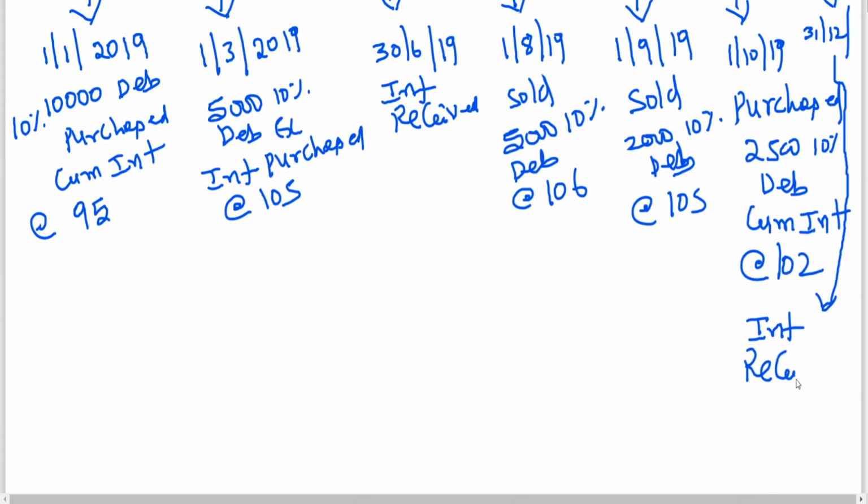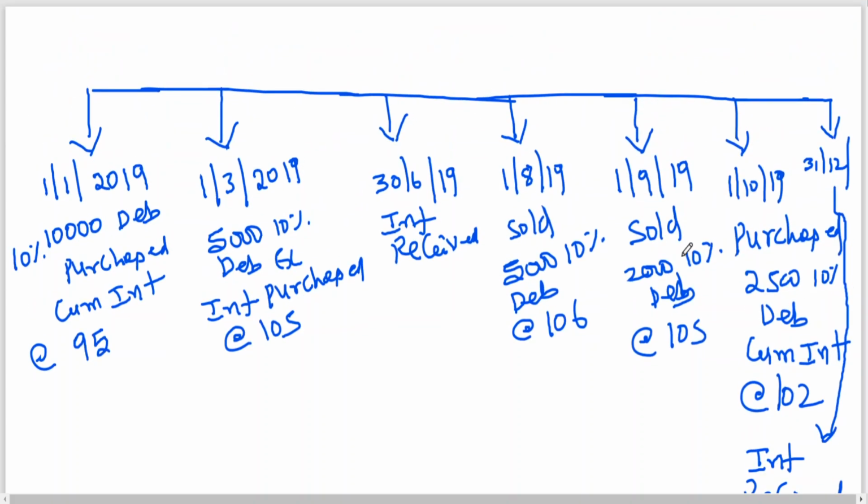See, generally the problem will be given in paragraph form, like X company limited has purchased 10,000 debentures on 1st January 2019. Like that, the information will be given in a paragraph, and you need to arrange it like this initially. I have arranged it as a timeline. The timeline will give you clarity for doing the problem, so that you can work out the problems without any difficulty.